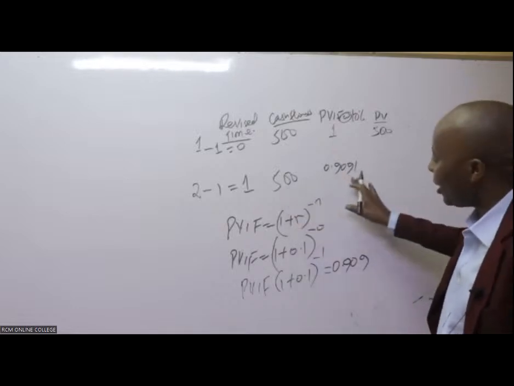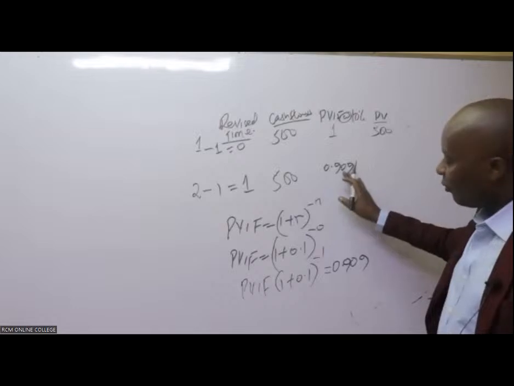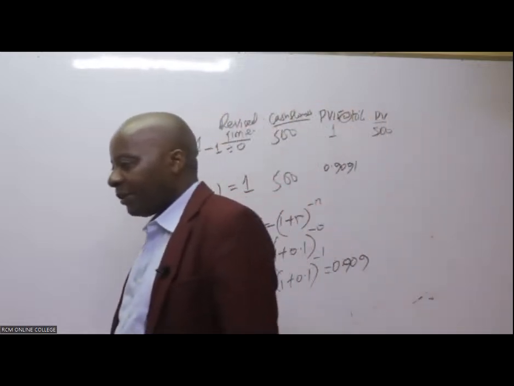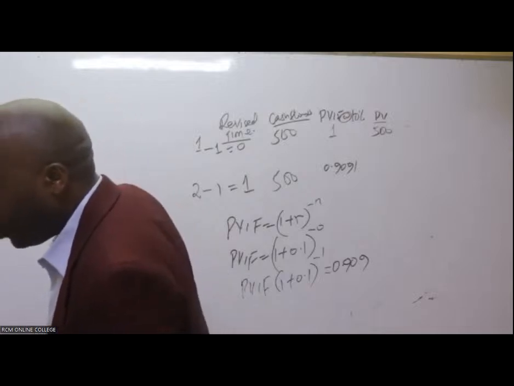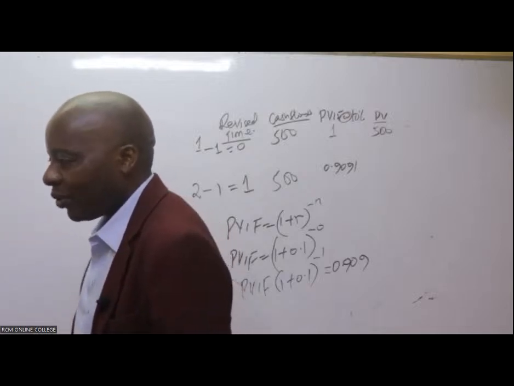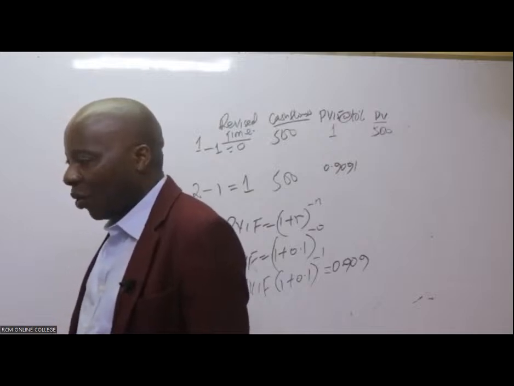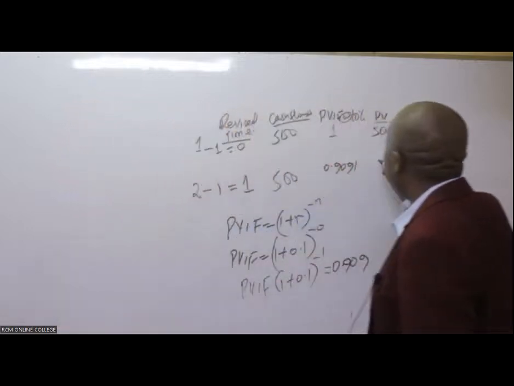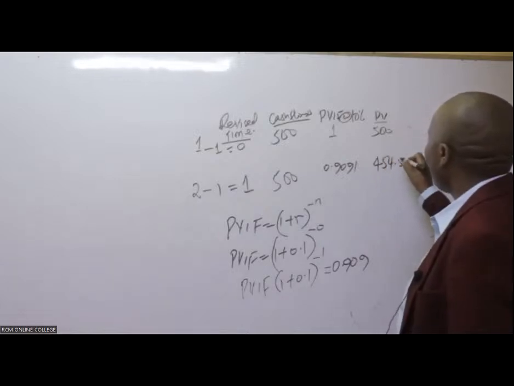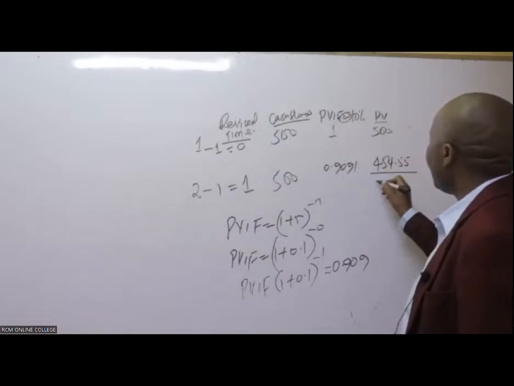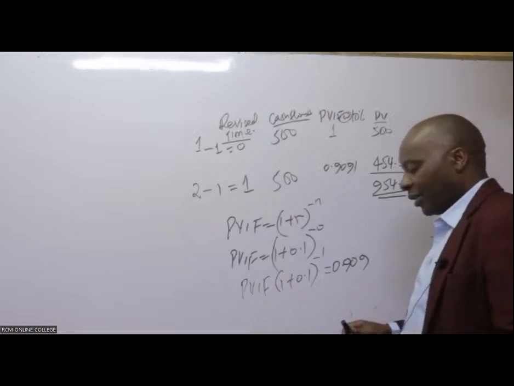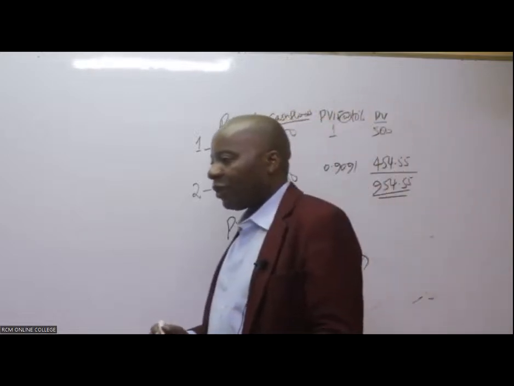So what is 500 times this? 500 times 0.9091 gives me what figure? Somebody. 454.55. So you come and add here. So this will be 954.55. So this is the present value of the obligation.